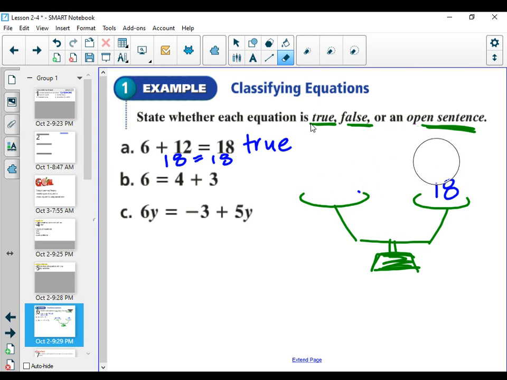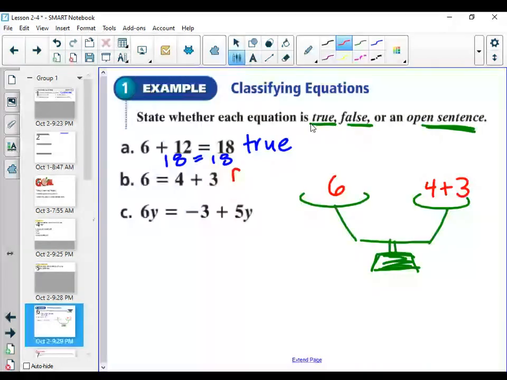Next one. If I have 6 on one side of my balance and 4 plus 3 on the other side, do they balance out? I hope you are saying false. And why? Because the left side has 6 and the right side has 7, therefore not equal.